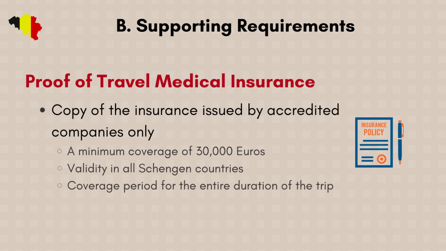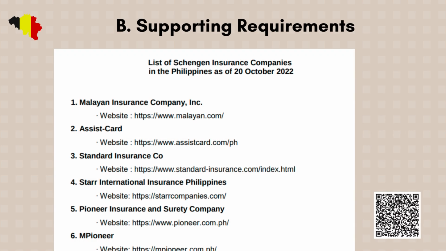Next, proof of travel medical insurance. The travel medical insurance must have the following coverage: a minimum of 30,000 euros, covers all Schengen countries, and covers the duration of the whole trip. During the pandemic, they also included that COVID-19 should be covered. Take note that in the Philippines, there are companies that are accredited or recommended to provide you with insurance. If you find them quite expensive, then check out my video on the travel insurance that I have personally used.